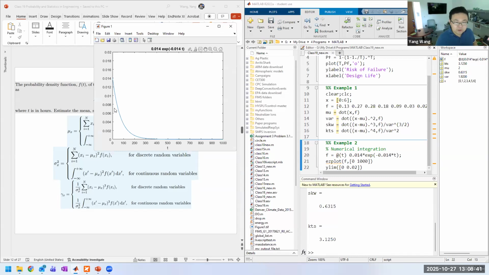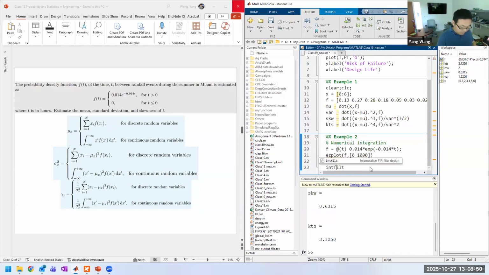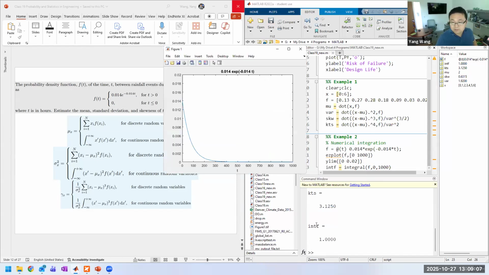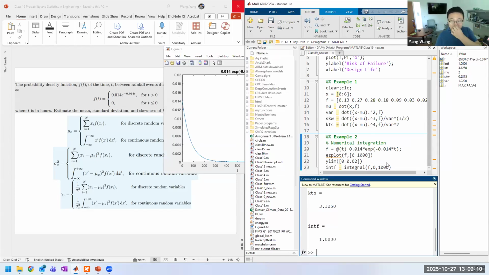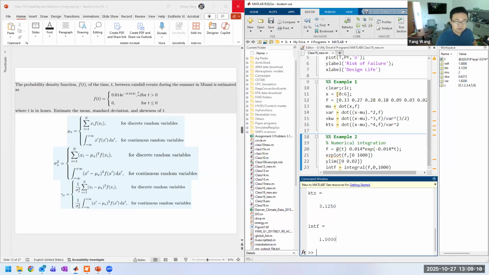And then, of course, we can do an integral and see if it's indeed 1. So we can do that by just doing, let's say, the integral of f. And then we need to define the beginning point and the ending point, right? So the ending point, let's put 1,000 over here. Right, you see, it's 1. So basically the probability function, when we're integrating from 0 to 1,000, is going to be 1. Okay, which makes sense because the entire area below this curve has to be 100%.